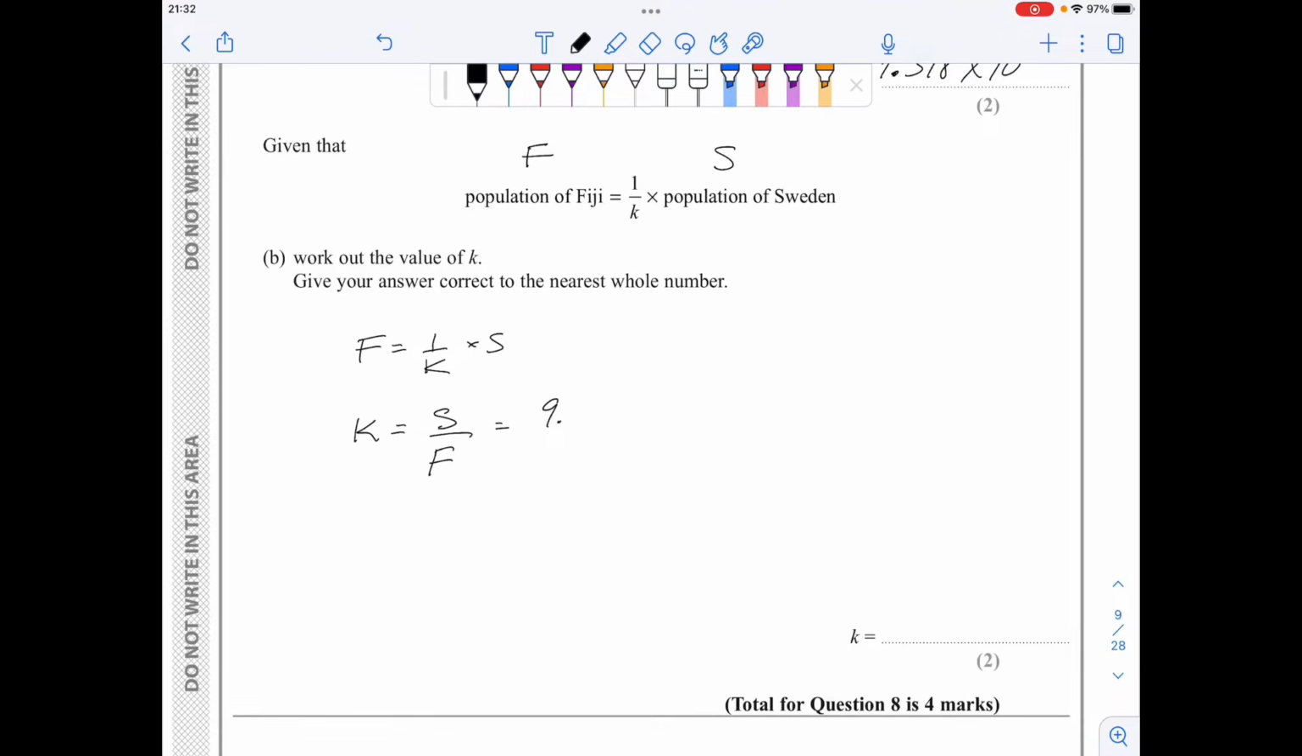This is 9.9 times 10 to the power of 6 over 9.1 times 10 to the power of 5, and this comes out to be 10.879. If you round this one, you will get 11 to the nearest whole number.